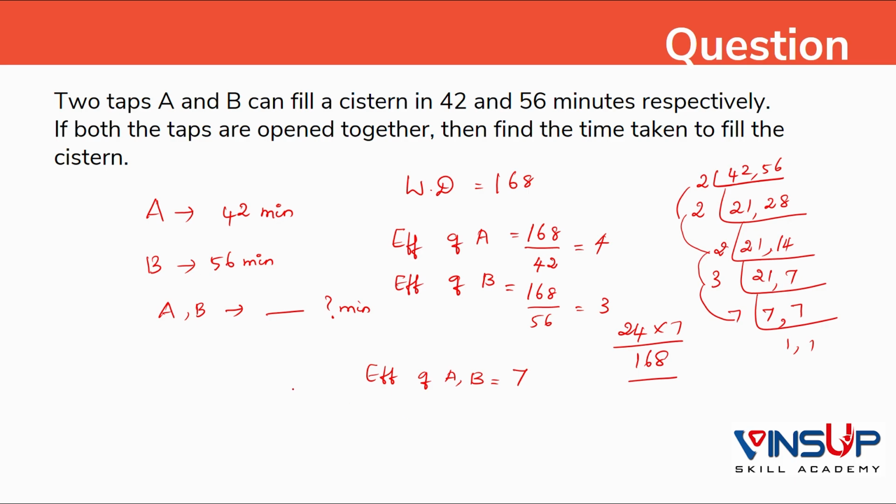Okay. Now we have to find the time taken, right? The time taken formula is work done by efficiency. Here work done is the LCM value, which is 168, and the efficiency of A and B is 7. By cancelling, we will be getting 24. So 24 minutes. Same procedure: first you have to find the LCM, then keep it as work done. Next step, find the efficiency for the two values, like 2 taps or 2 persons. Then add both the efficiencies. At last, find the time taken.